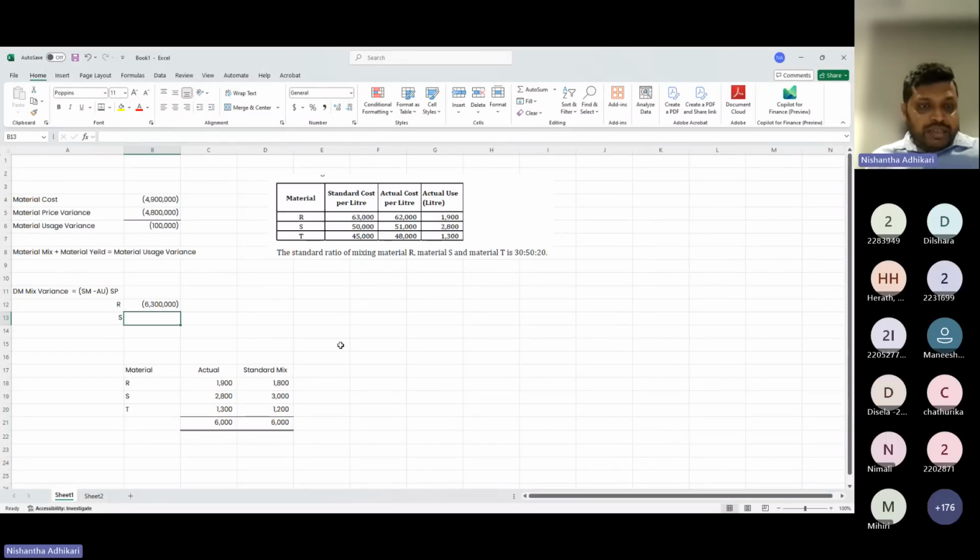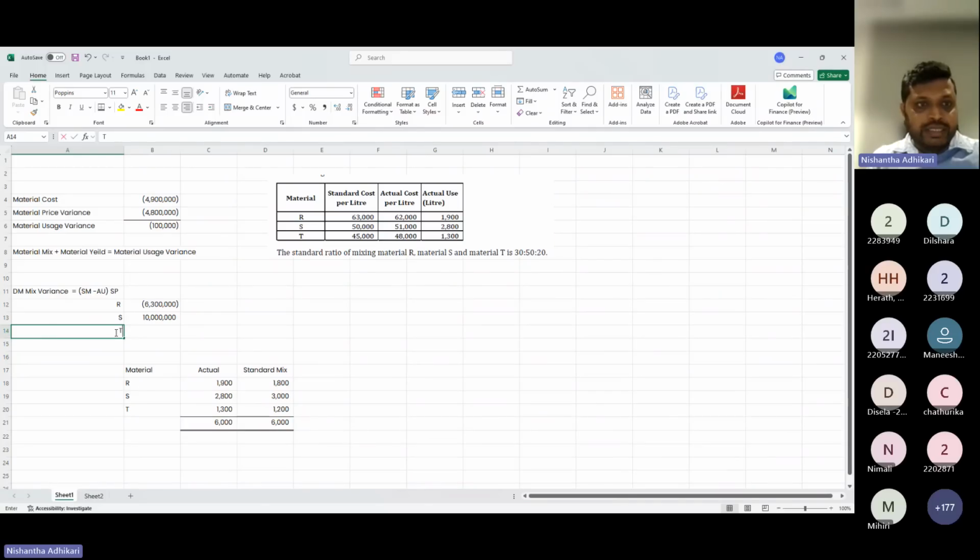Right. Then S, it should be how much? Standard usage, standard mix should be 3000, actual 2800. The standard price is 50,000. It is a favorable variance of how much? 10 million, right?